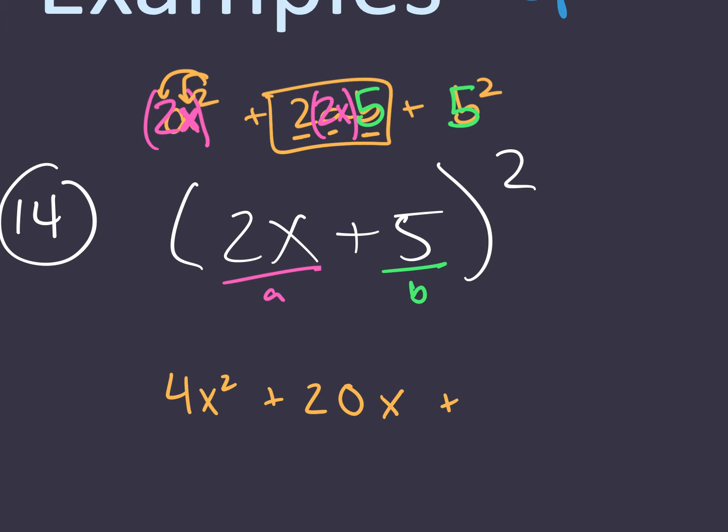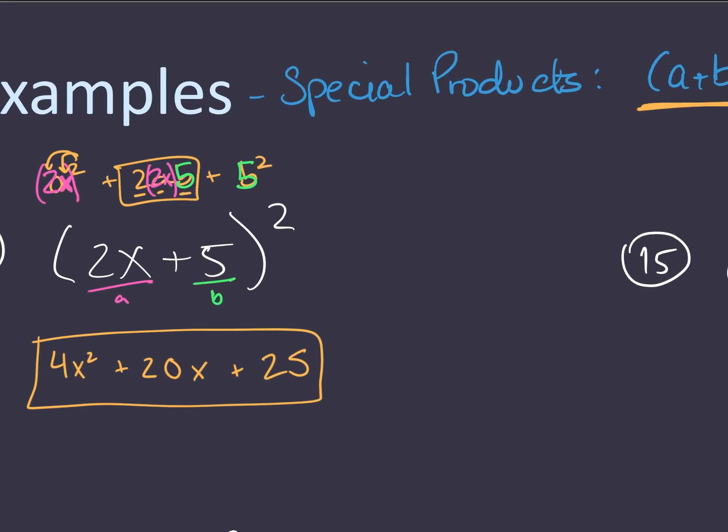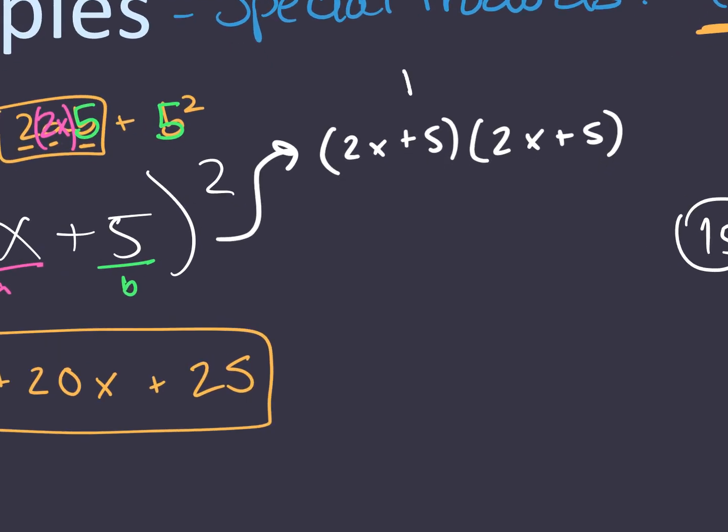And then lastly, I have 5 squared. What's 5 squared? 25. That would be my answer. If we wanted to FOIL this out, we could. So I'm going to do it here. So this is like saying 2x plus 5 times 2x plus 5. So FOILing. To FOIL, we start by multiplying the first one. So what's 2x times 2x?